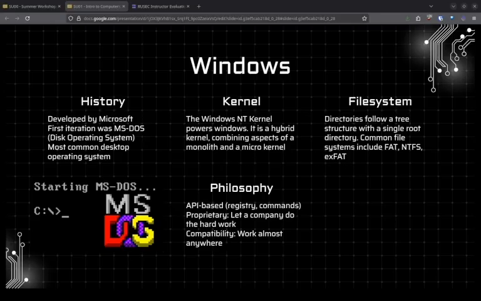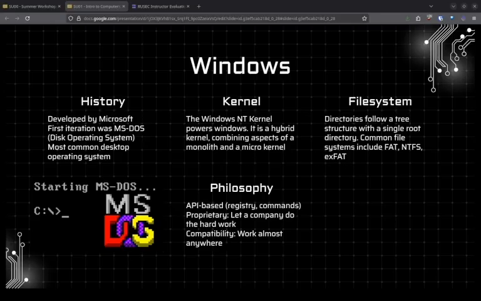Windows design philosophy. Using Windows is basically using APIs. Unlike Linux, where everything is a file, in Windows everything is an API. What do I mean by that? What I mean is the commands in Windows are structured as API calls. If you know JavaScript, you know what I mean.